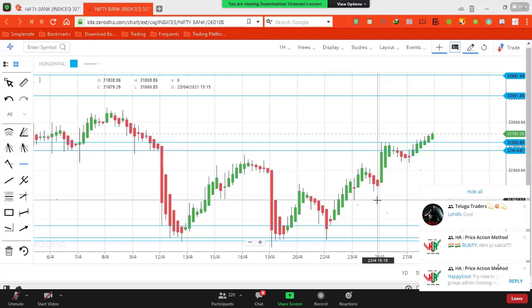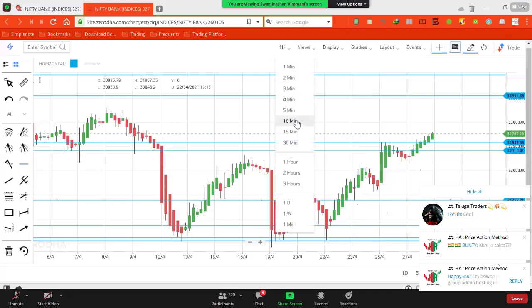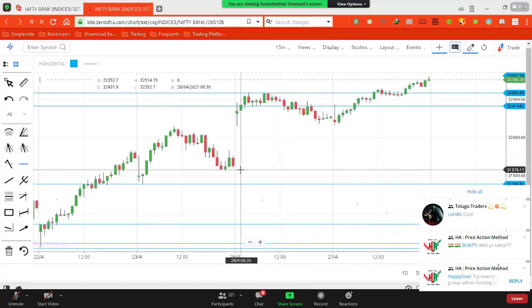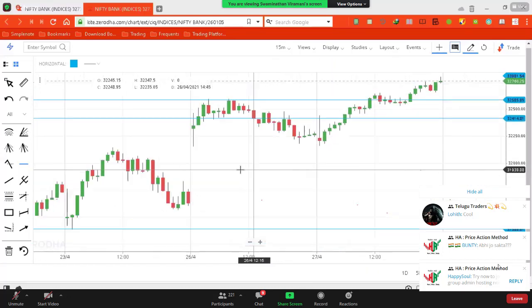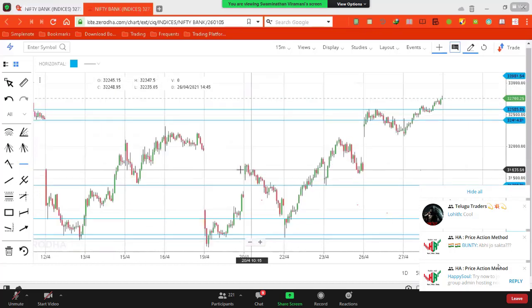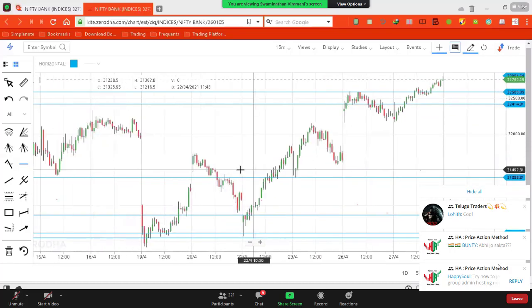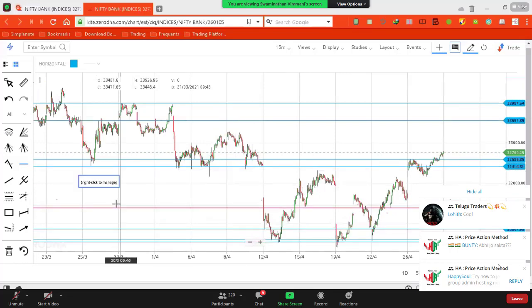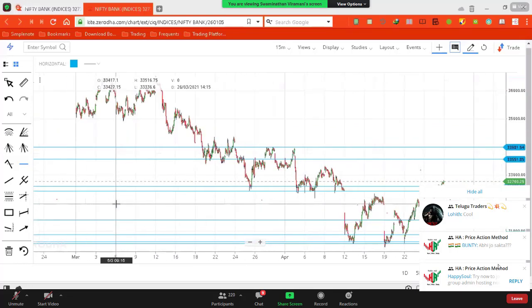Now, when I see a red candle not forming a lower low, I mark a line here. You keep on doing this. All right. Let's move back to the 15-minute chart and look at our normal candlesticks. What do we find? Do we find that we have a pretty accurate level of support and resistance?